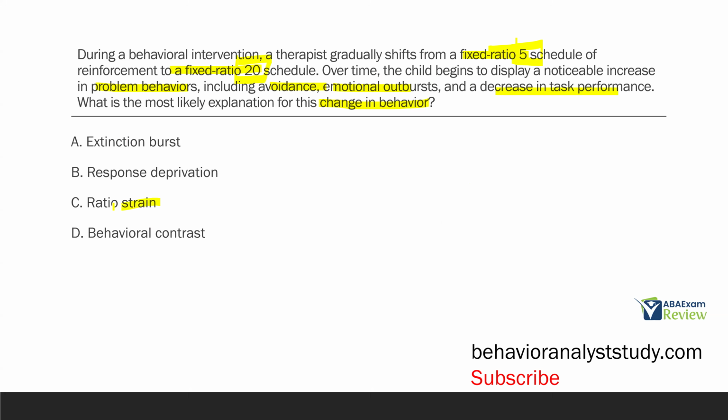Therefore, it looks like ratio strain is occurring. Ratio strain occurs when schedules are thinned too quickly and that response requirement is increased too rapidly. And then behavioral contrast. Behavioral contrast occurs when a schedule of reinforcement or punishment is changed in one environment and not another. And so the behaviors move in opposite directions based on where the schedules were changed.